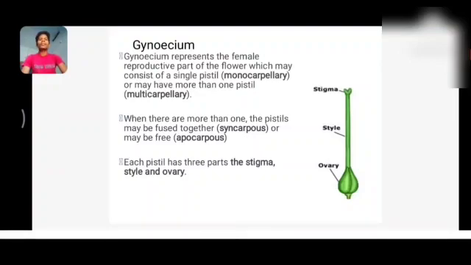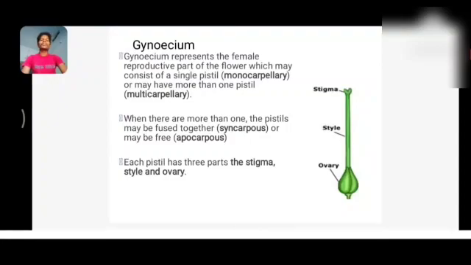Okay, the female gametophyte is critical to many steps of the reproductive process, including pollen grain development, induction of seed development, and maternal control of seed development. The female gametophyte plays an essential role in many steps of the reproductive process. Okay, when there is more than one, the pistils may be fused together, syncarpous, or may be free, apocarpous.